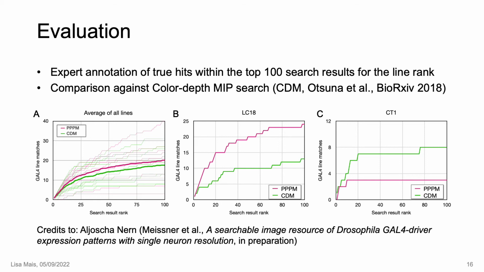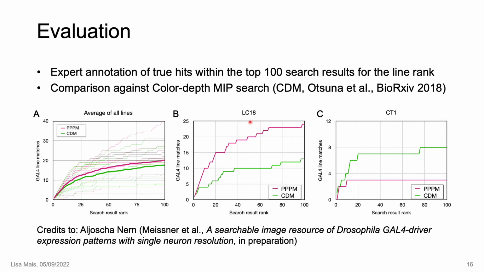So in the figure, you can see the search result rank on the x-axis, which goes from 1 to 100, and the corresponding number of matches on y. And in the first plot, you can see the curves for all 10 cell types plus the average in bold. So PatchPerPixMatch, which is depicted in magenta, performs slightly better than CDM in this set of target neurons, but it strongly depends on the cell type, as you can see in the two other plots.